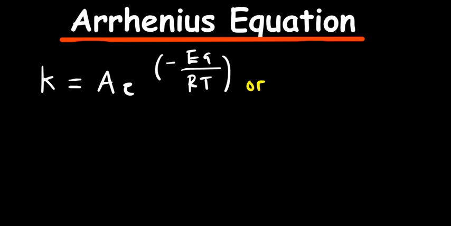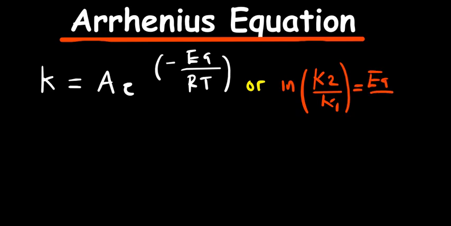So this is one equation that you can use. However, you can also use another one: the natural log of K2 over K1 is equal to Ea over R times 1 over T1 minus 1 over T2. Basically these are the two equations that you are supposed to know.